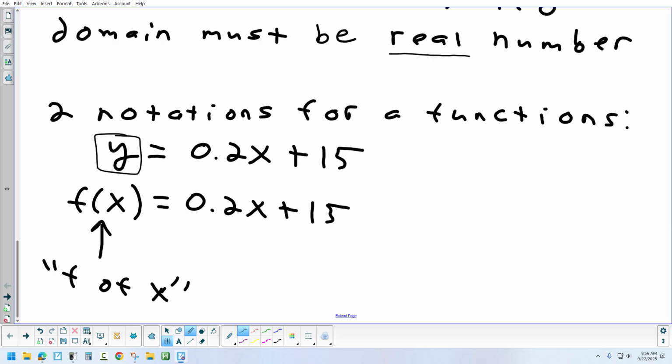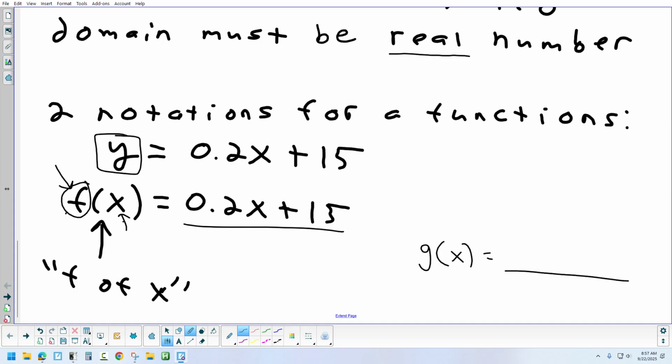What this notation means is that letter right there is the name of that formula. That's formula f. This letter right here is the independent variable. So that's the name of the formula, and that's the variable that the formula uses. If I wrote something like g of x, whatever I put on the right-hand side, the name of that formula is formula g, and the variable in the formula has to be an x.